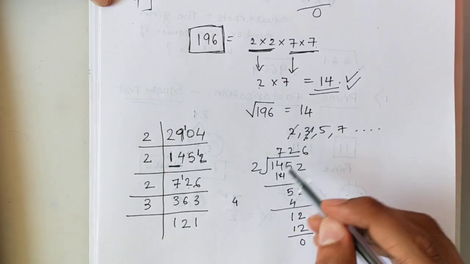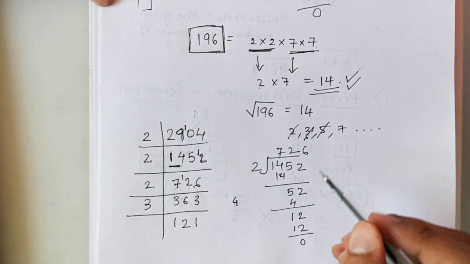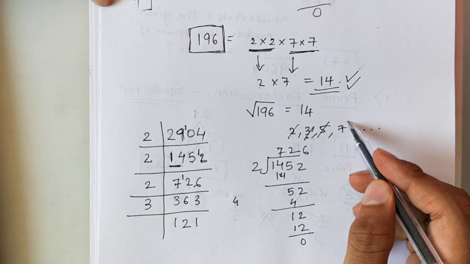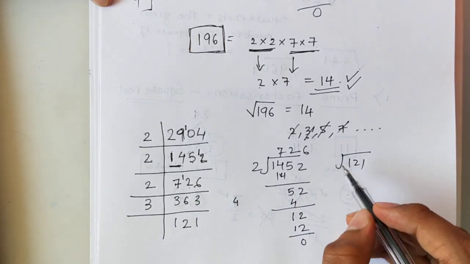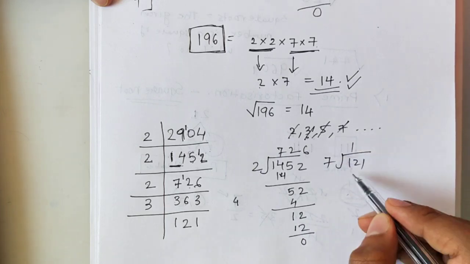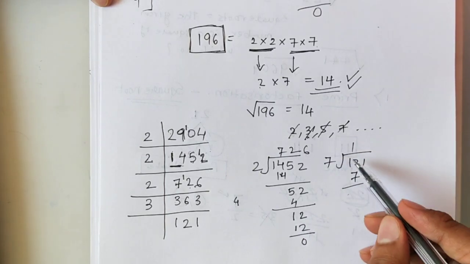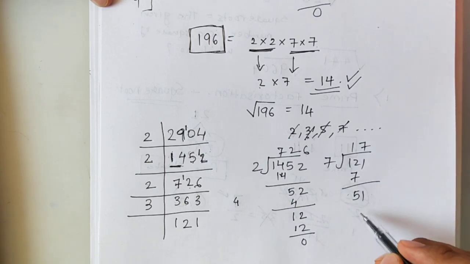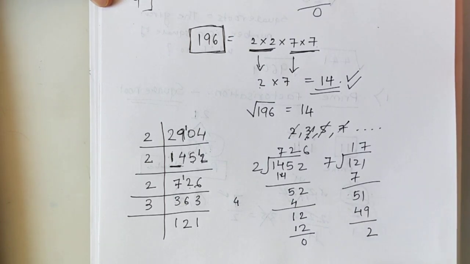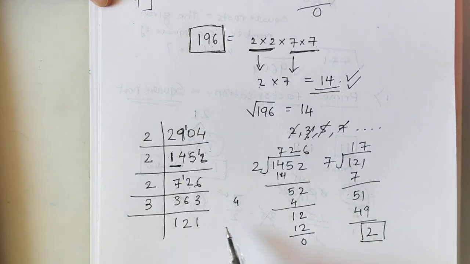This number is obviously not divisible by 5. Okay, this number is not divisible by 7 also. Okay, you can try here if you want. For 7, it's 7 1s are 7. 12 minus 7 is 5, 51. 7 7s are 49. Remainder is 2. If you get a remainder, that means this number is not divisible by 7. Okay, so 121 is divisible by which number now?